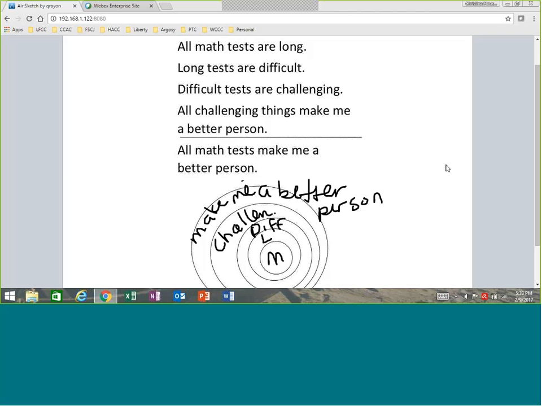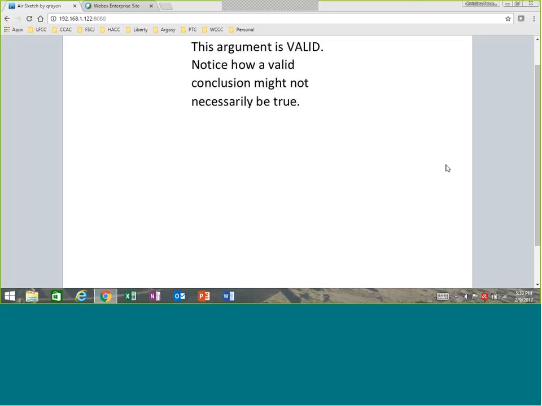So if that's true, that means the math test circle should be completely inside the make me a better person circle. And if we look at our picture, that's exactly what is shown here. The math test circle is completely inside the better person circle. And so this one is valid.